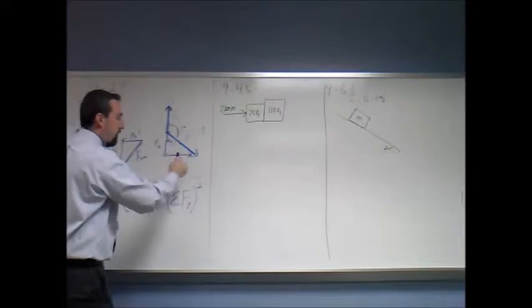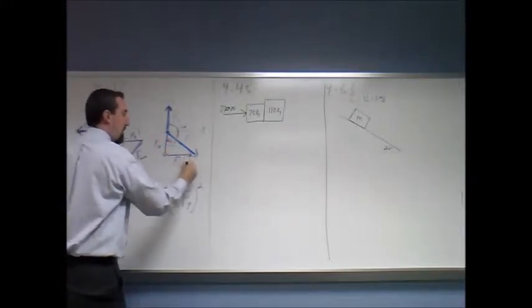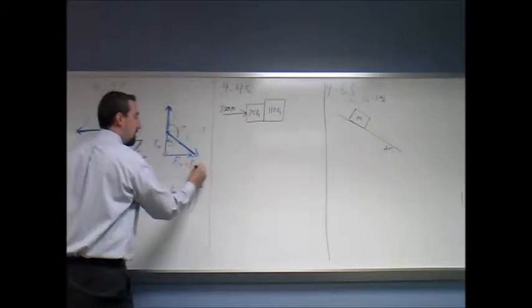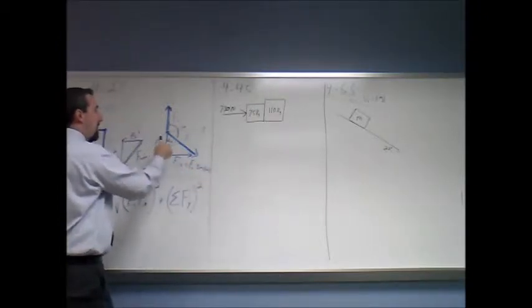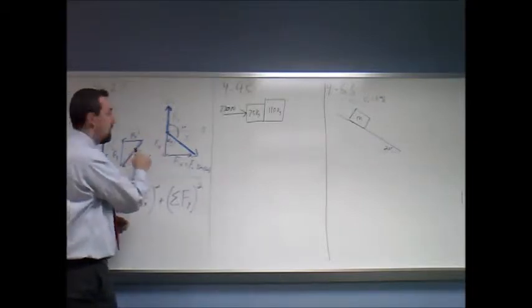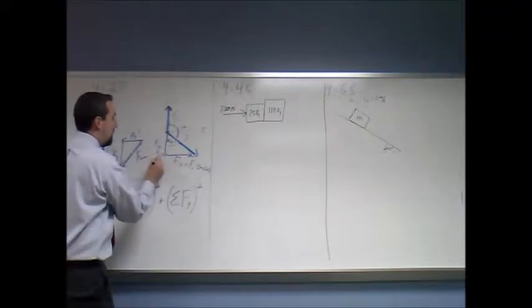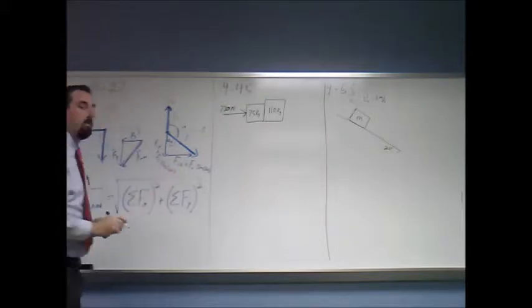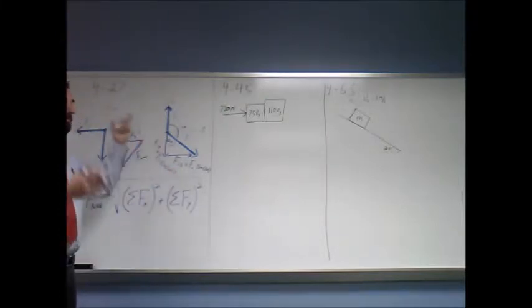F1x is across from the angle. The angle sees this, so I would have F1 times the sine of 60. F1y is next to the angle. It's collaborating with it. So F1y equals F1 times the cosine of 60. I'll let you finish it from there. But again, just calculate net force and you're done.